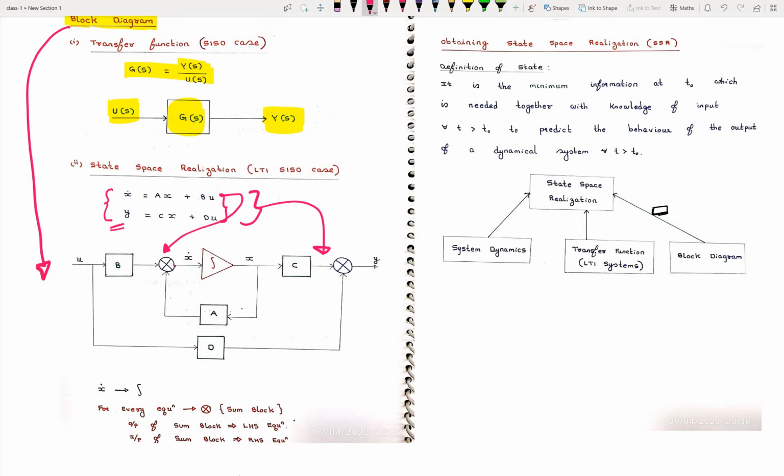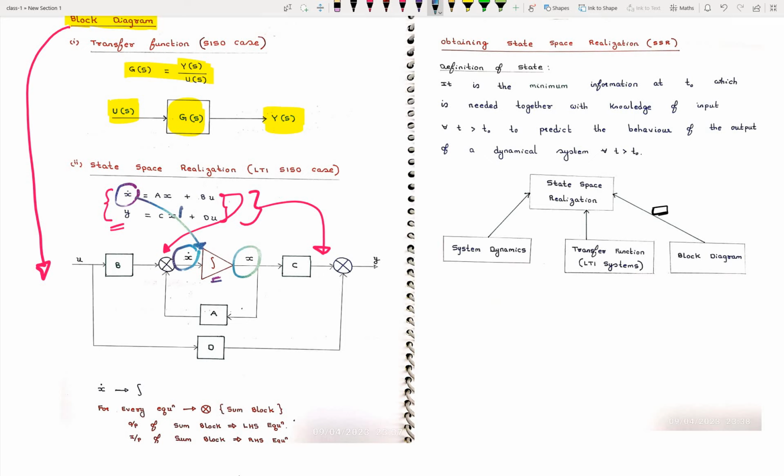Next step. One more thing you have to remember: the moment you see a derivative term, focus on the integrator. Take an integrator, and the input of the integrator will be the derivative term, and the output will be the state x. Take it as the first step.